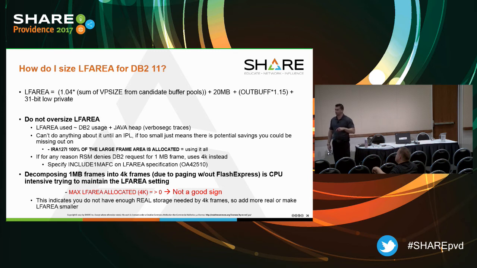So I said IPL. That's the only time you can change your PimeLab member for LF area sizing, is at IPL. So if you make a mistake and it's too big, you're going to have to beg and plead for an outage to take it back down. Decomposing and coalescing is expensive. You'll burn way more CPU here than you could ever save by implementing this in the wrong way.